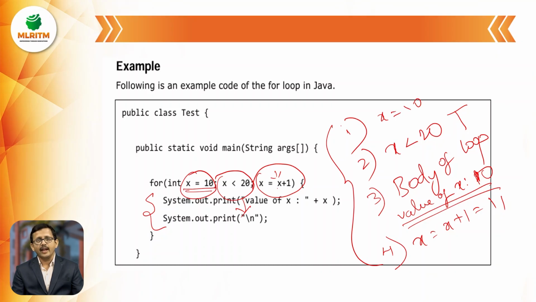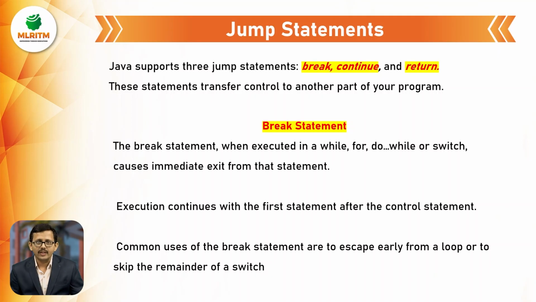So these are your iteration statements. Next, the important one is your jump statements. What is this jump statement? Java supports three jump statements. The name itself suggests it: jump means we are going from one point to another point. The statement transfers control to another part of your program. The first one is break, then continue, and return. Let us see what the break statement is.